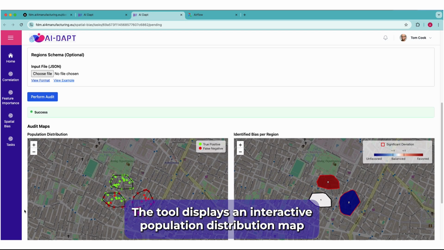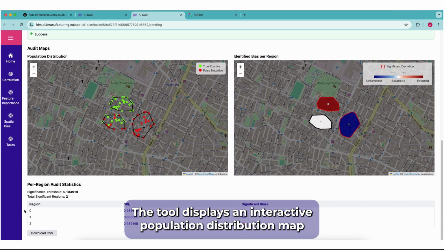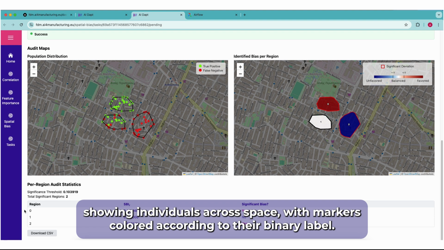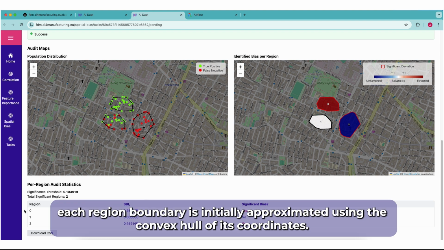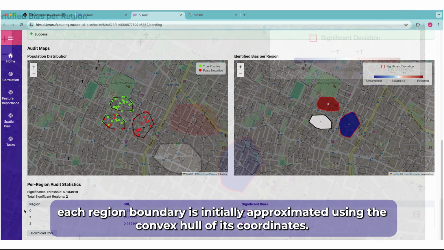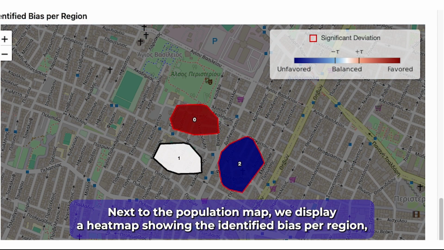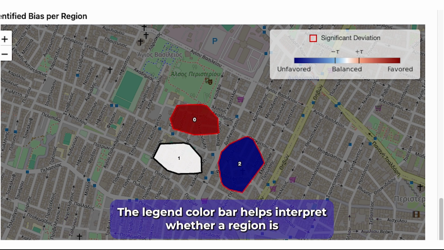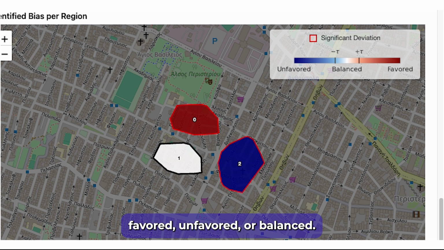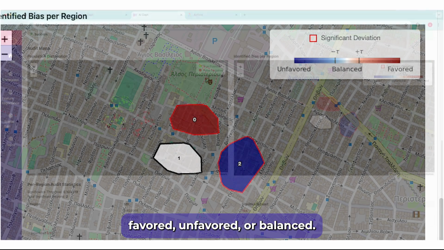The tool displays an interactive population distribution map showing individuals across space, with markers colored according to their binary label. Since we have not yet uploaded a region schema, each region boundary is initially approximated using the convex hull of its coordinates. Next to the population map, we display a heat map showing the identified bias per region, where color indicates the level and direction of bias. The legend color bar helps interpret whether a region is favored, unfavored, or balanced.